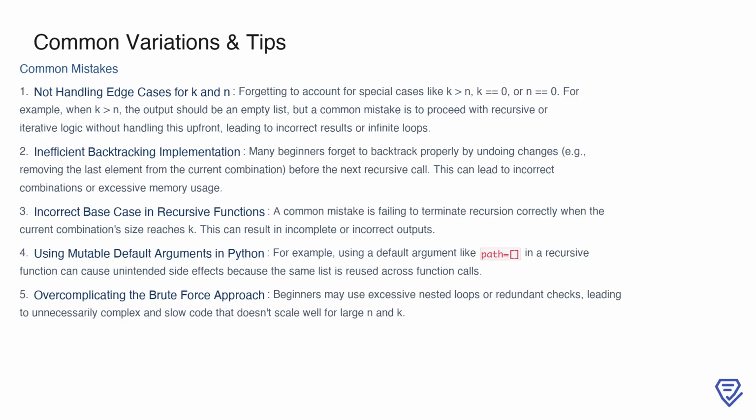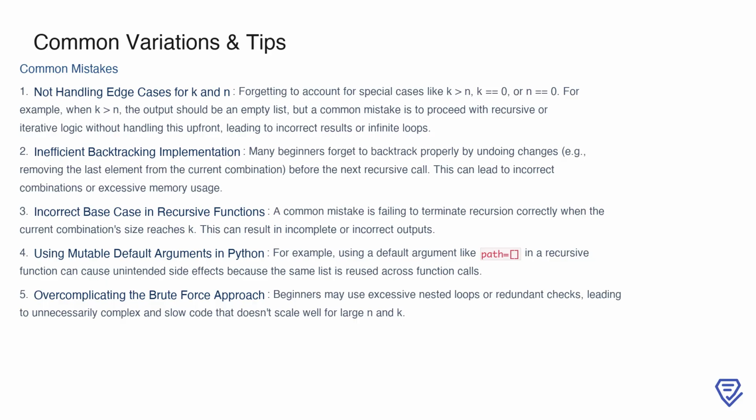Another frequent issue arises in backtracking implementations, where changes made during one recursive call, like adding an element to the current combination, aren't properly undone before the next call. This failure to backtrack correctly results in incorrect outputs or excessive memory usage.